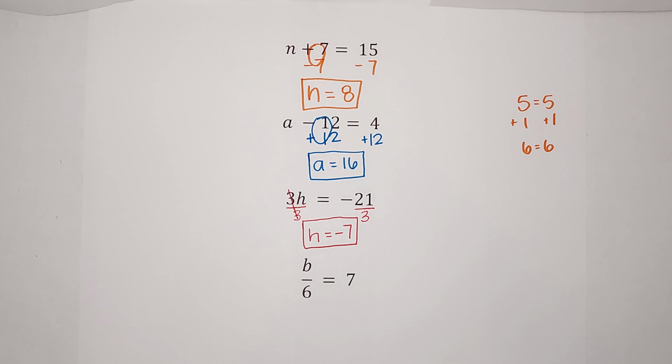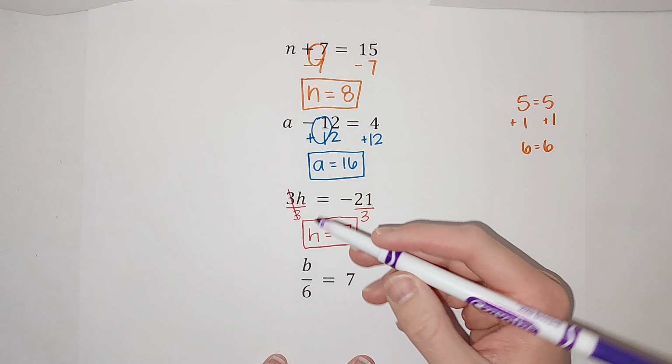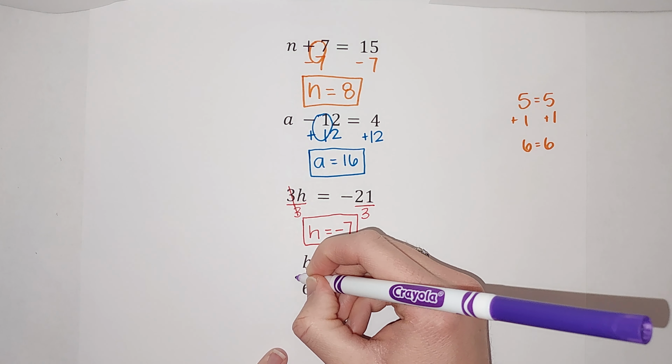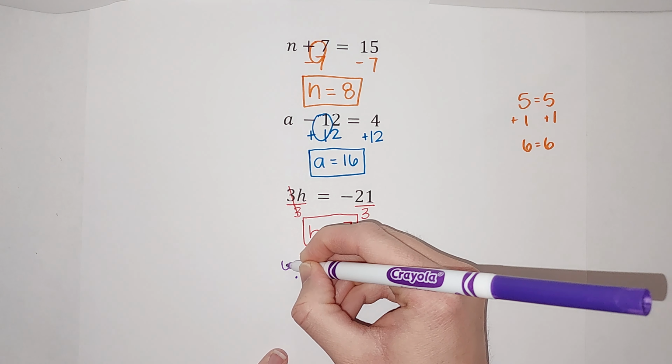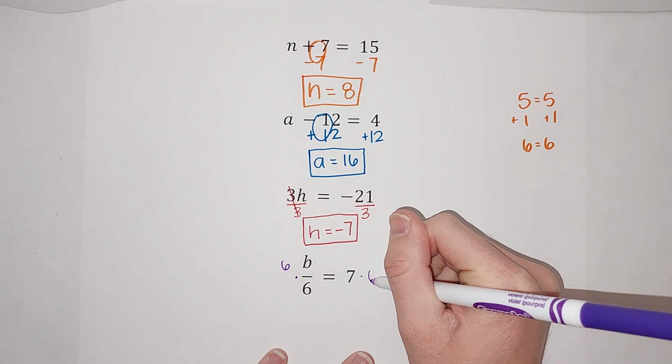If I have b divided by 6 equals 7, okay? So b is being divided by 6. Remember, my whole goal is to get b alone. b is being divided by 6. So to undo that, I'm going to multiply by 6, okay? If I do it to one side, I got to do it to the other side.